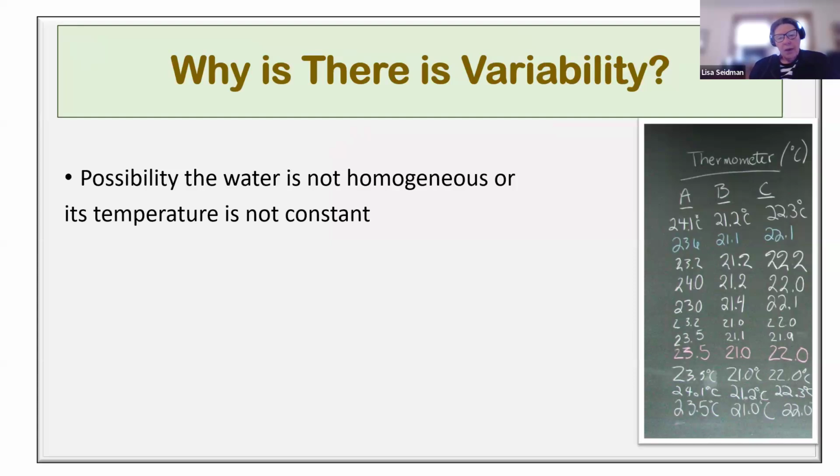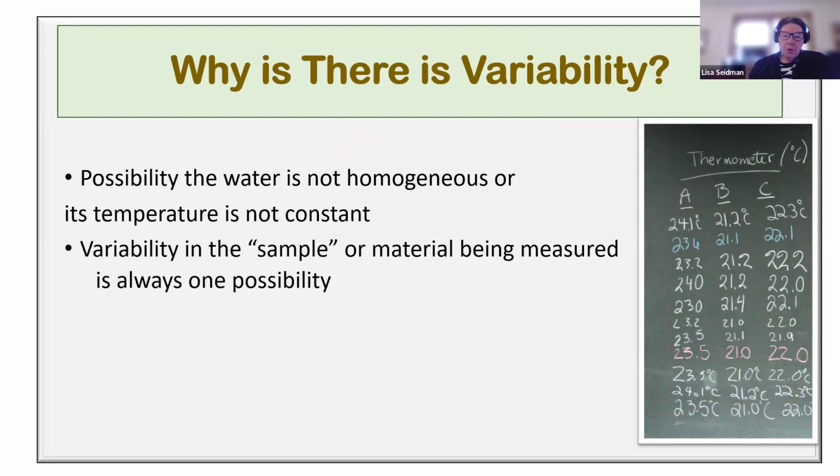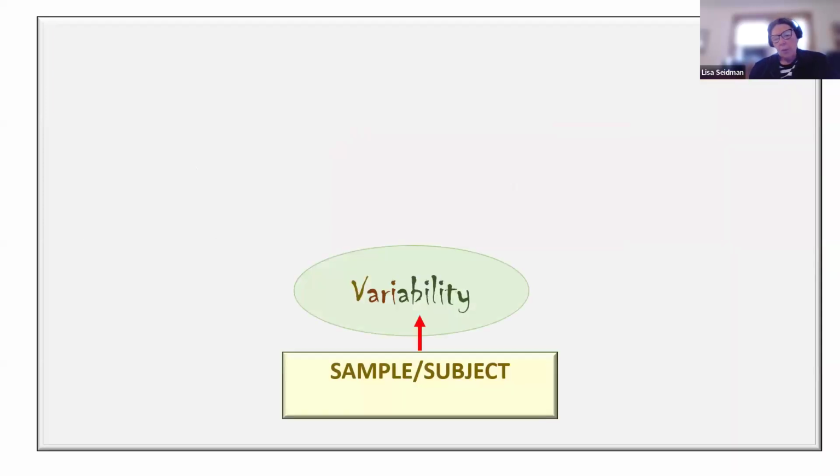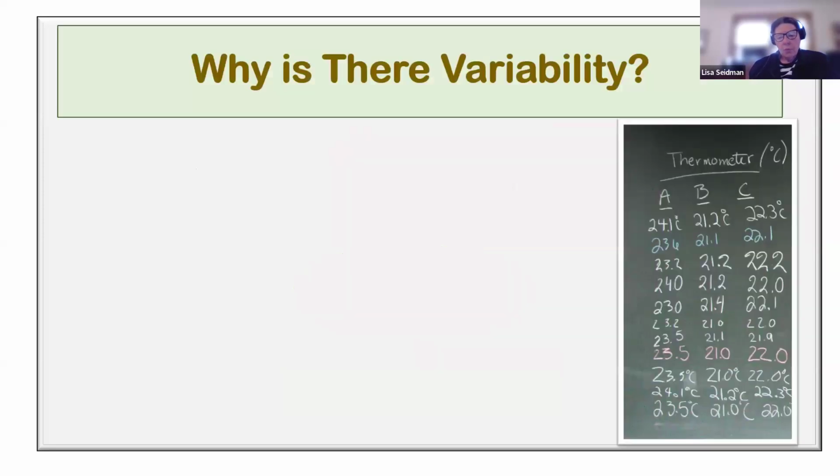And then I will tell them, well, that is a really great thought, possible, but not the case here, nor with your thermometers, because for the students and for you, I let the temperature of the water equilibrate to room temperature. So it's pretty constant. So point out to them that variability in the sample or whatever we're measuring is always a possibility. So we have variability. It could come from the sample. It could come from the subject, in this case, the water.